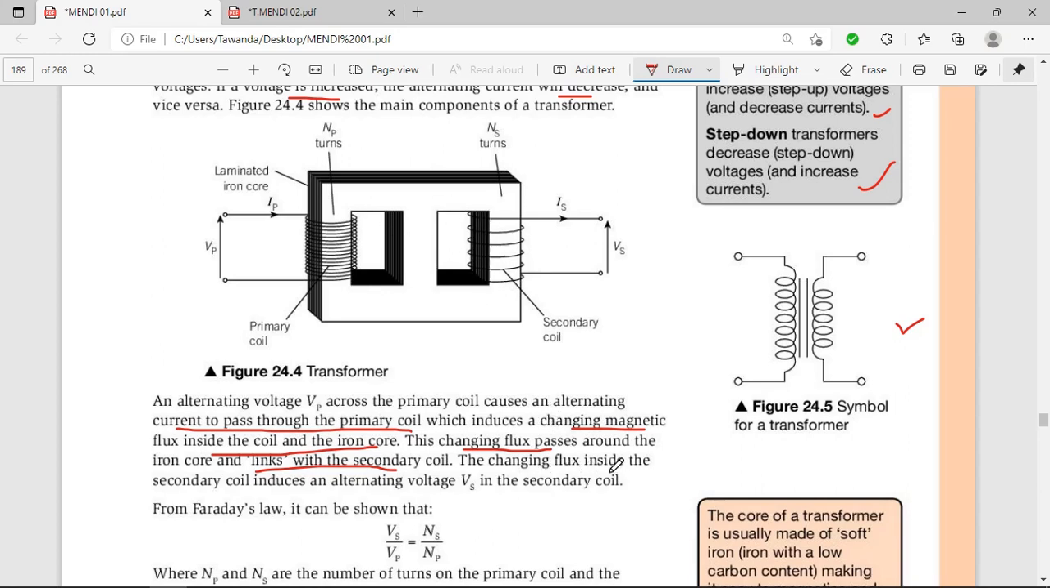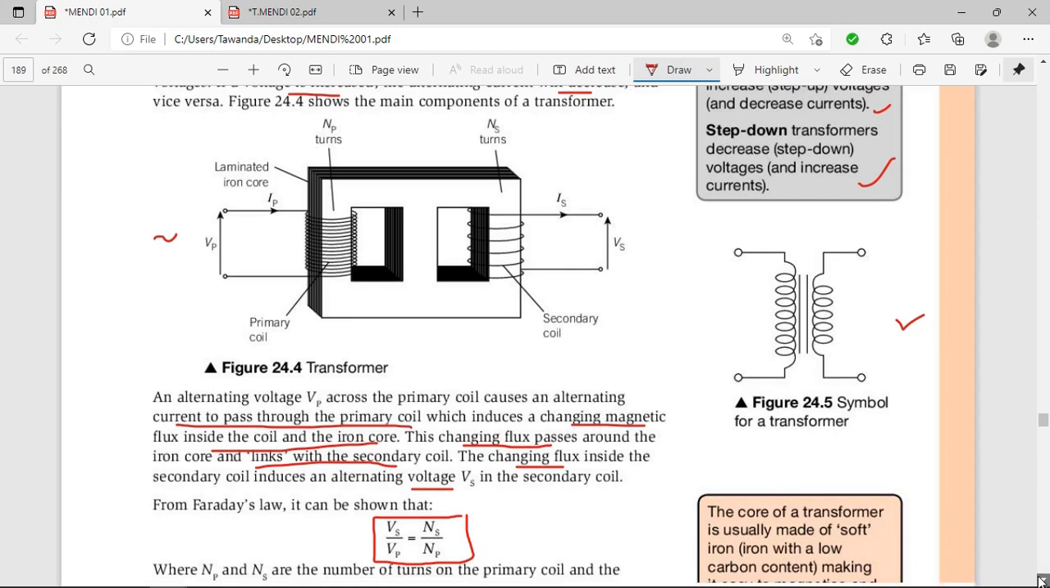The changing flux linkage is changing because of the AC current which is being supplied. It is always changing. So the changing flux inside the secondary coil induces the alternating voltage in the secondary coil. Hence, from Faraday's law, it can be shown that voltage in the secondary coil over voltage in the primary coil is also equal to number of turns in the secondary divided by number of turns in the primary.